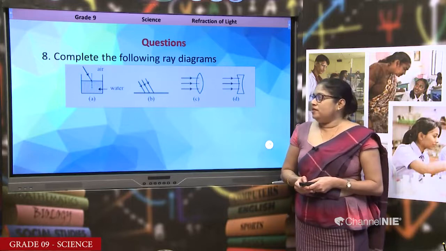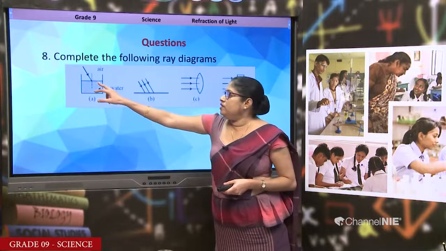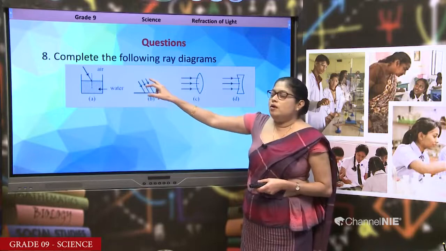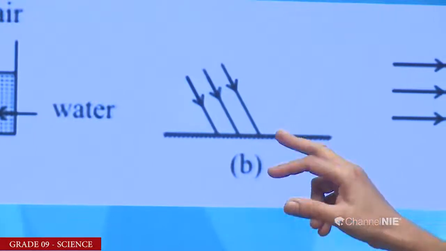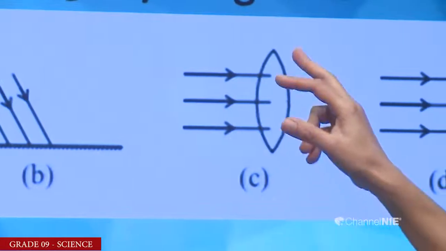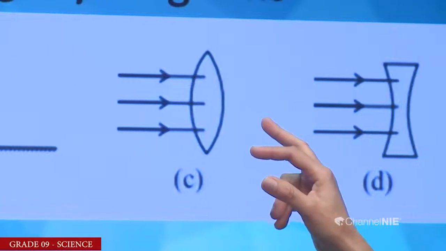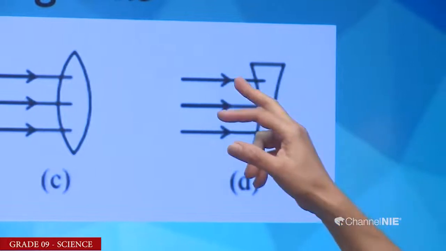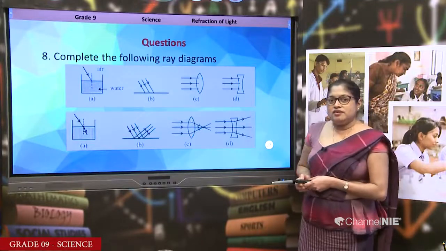Complete the following ray diagrams. You can see here light rays falling on the surface, so it should go in that way. In second one, a parallel beam of light is falling on a plane mirror, so it is reflected as a parallel beam of light. And here a parallel beam of light is falling on biconvex lens, so light rays are converging to one point, and in biconcave lens parallel light rays are diverging. So, this is the answer.